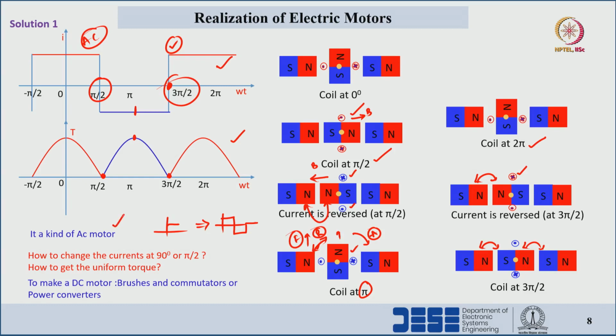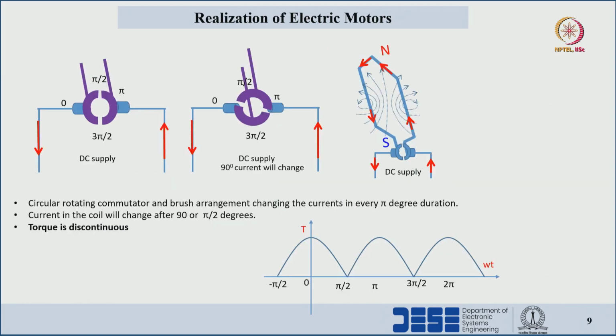Once we place the brushes and commutators and give DC, then we can consider it as a DC motor. Now we will see the brushes and commutators alignment. Here two brushes are considered, along with the two commutators, okay. Exactly at 90 degrees we have to change the current, right. Because of that, at an angle of 90 degrees we have a gap here exactly.